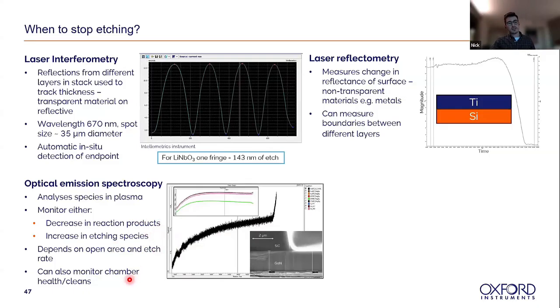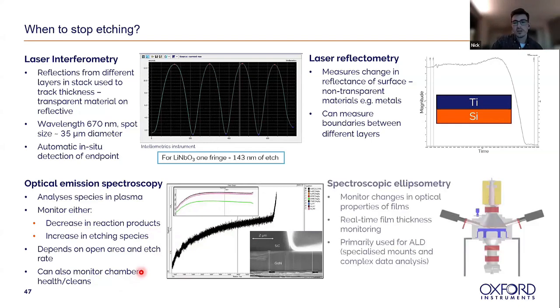What's nice about the OES as well is it can be very useful for monitoring your chamber health. So if you're doing chamber cleans, removing polymer from the chamber walls with an oxygen plasma, you can track the carbon and you'll see that decrease and eventually saturate as a function of time. We do also sometimes see people using spectroscopic ellipsometry to track reactive ion etching.